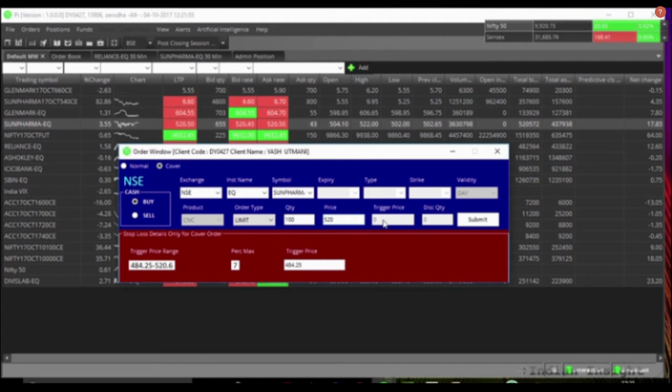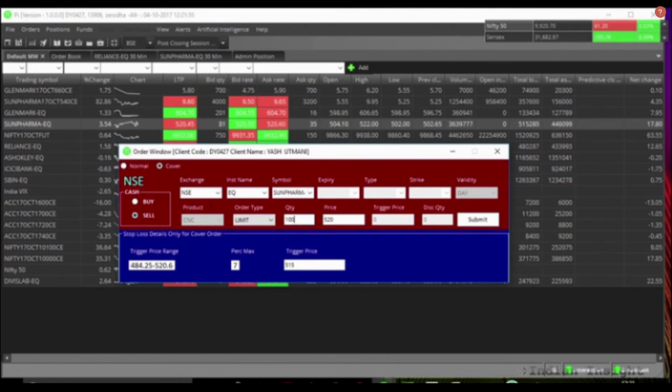So for example, say I want to execute a trade where I want to buy at 520 and I want to get out of this trade in case it goes against me by say 5 points. So let's say I want to get out of this trade at 515. So I can just mention 515 and this will basically instruct my broker to get me out of the trade if the prices fall to 515.